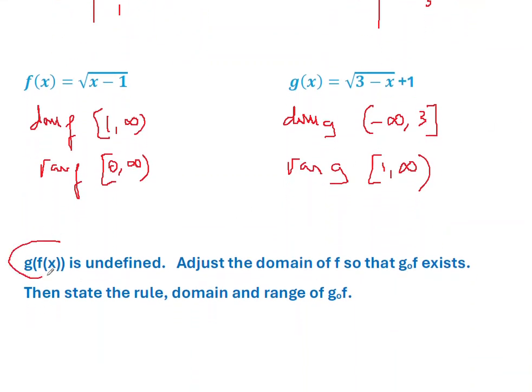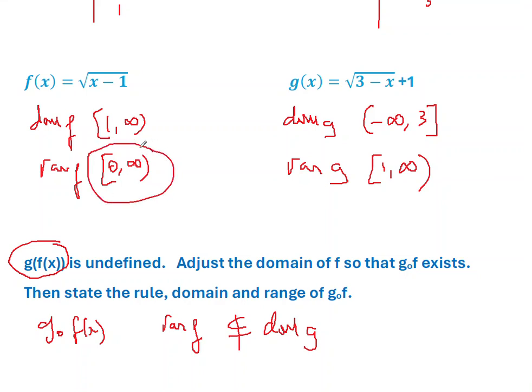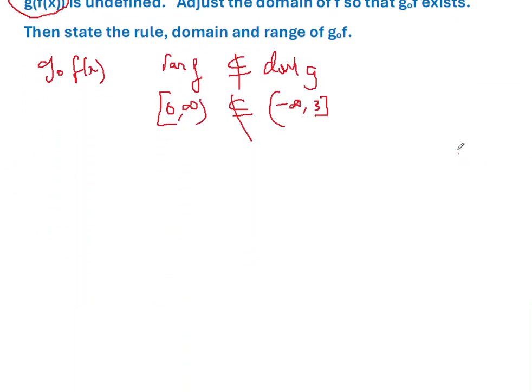I'm looking for g o f, g of f of x. And for that to exist, the range of f has to be a subset of the domain of the outside, which is g. So the range of f, 0 to infinity, has to fit in through minus infinity to 3. And we have a problem. That doesn't happen. So let's draw out our situation.